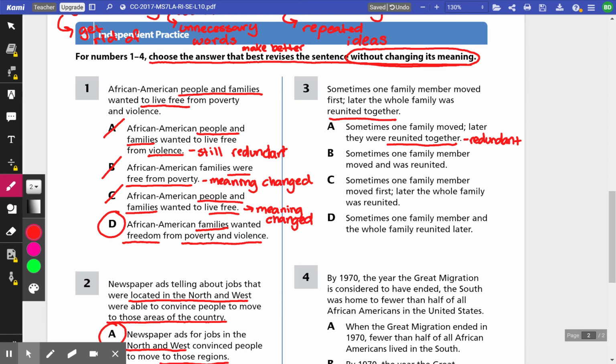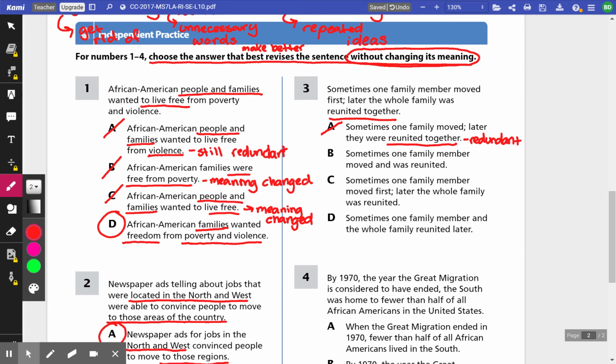Basically all they did was get rid of the word first, and they took out the word family from the whole family from the second half of the sentence, which was kind of unnecessary. You didn't have to take that out, but they left in the redundancy, so that probably means answer choice A is out for us. But we'll see. We may come back to it.